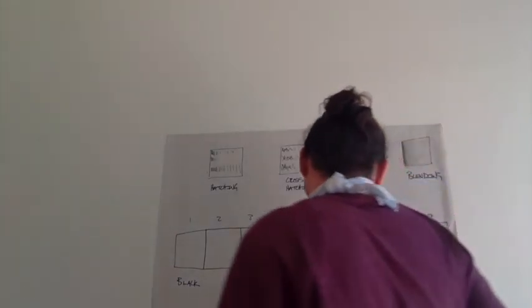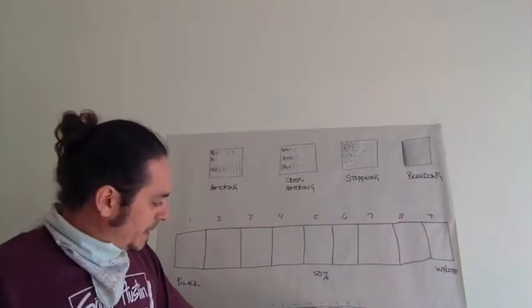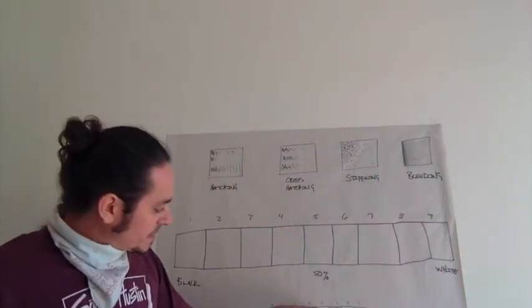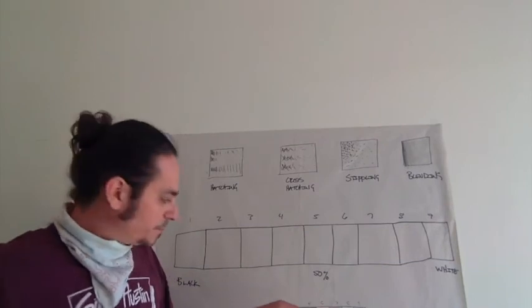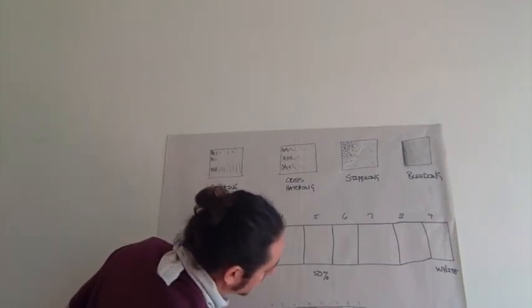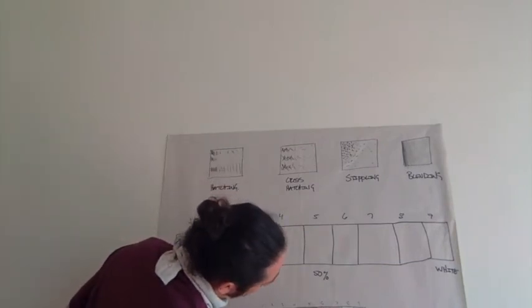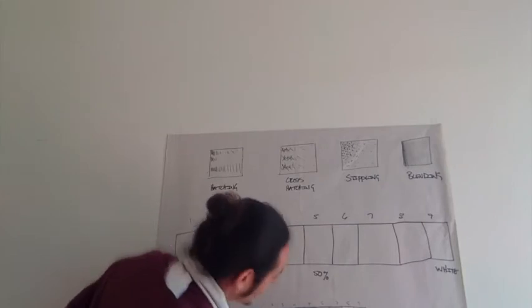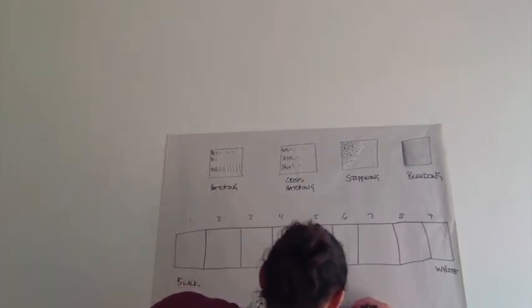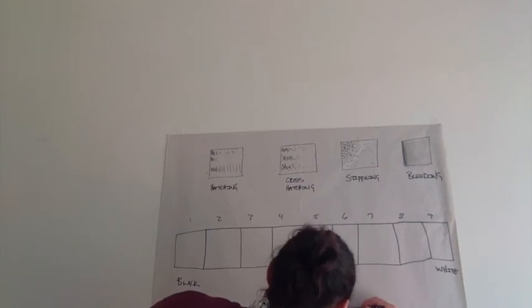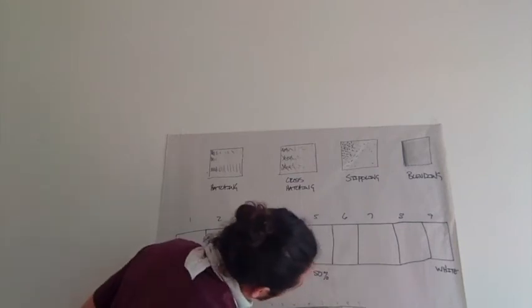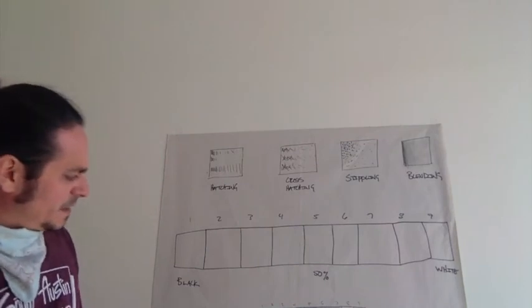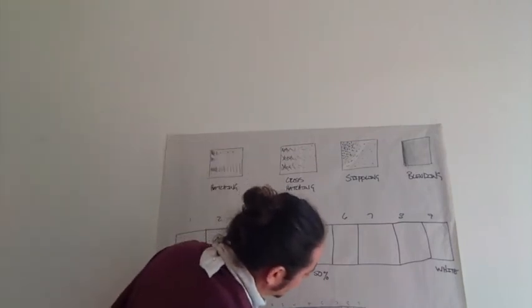All right. Now we can come back to number 6 and make number 6 lighter than 5, but darker than 7. All right, and then number 8 is going to be very, very light.